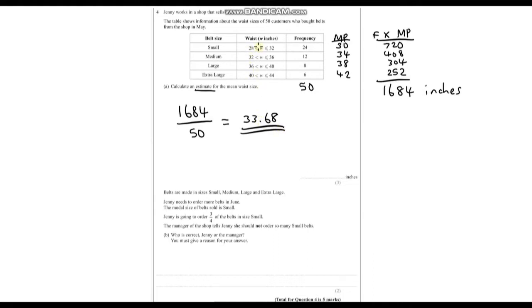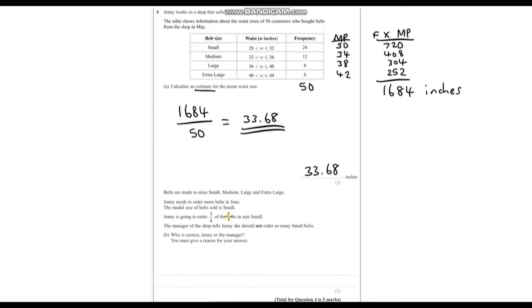Now we can just dummy check our answer. So the waist sizes go from 28, which is the minimum, up to 44, which is the maximum. So we know that our mean has to lie between these two values, and it is somewhere in the middle there. So I'm pretty confident that we've got the right answer. It's 33.68.